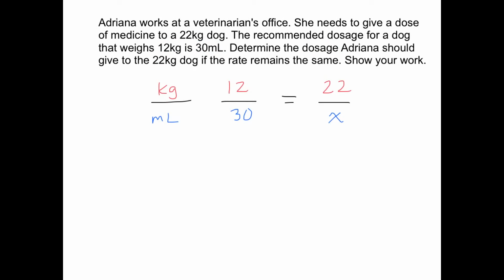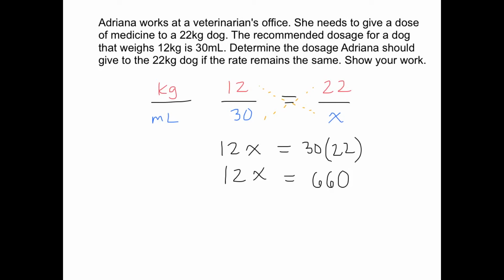Let's solve this using a different method, still working with proportionality. Instead of finding the scale factor, this time we're going to find the cross product. That means we're going to multiply across. So 12 times x can be written as 12x, and 30 times 22. We can simplify that. What's 30 times 22? 660. So 12x is equal to 660.